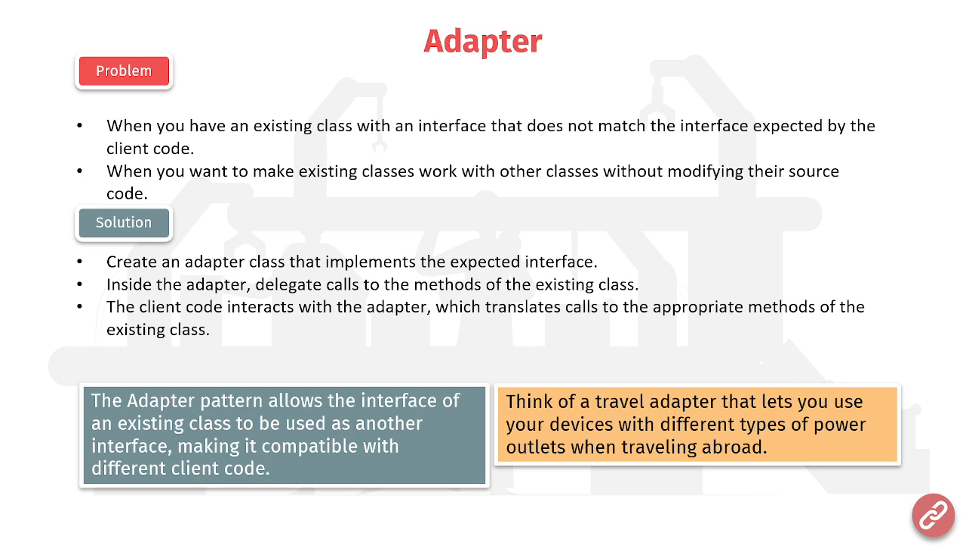Okay, so in this one we will be talking about the adapter design pattern, where we use it when you have an existing class that does not match the interface expected by some other class. So mainly you have two classes, right? One class implements an interface, and there's another existing class. You want to use that class inside this new class.